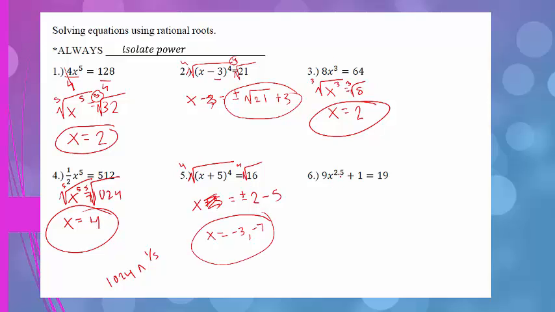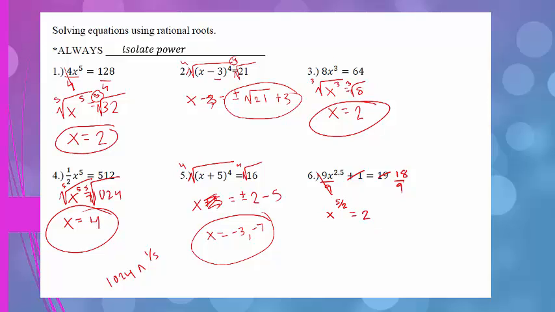Now number 6 does have a decimal exponent, and we'll handle that. But for right now, I want to remove everything that's not a part of the exponent. So we're going to start with the 1 and change this to an 18. We need to remove the 9. Now, I don't like decimal exponents, so what I'm going to do is turn this into 5/2.